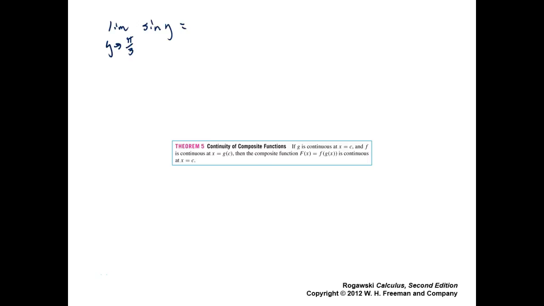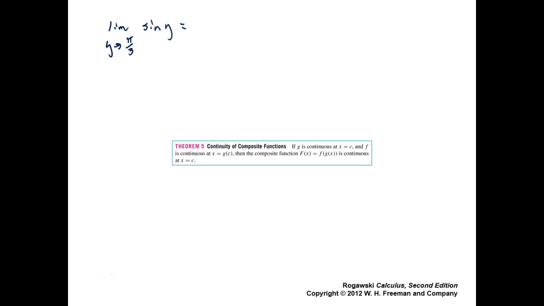First thing you do, you say the sine is a continuous function, especially around pi thirds. Yeah, sine's continuous everywhere, all real numbers, so no problem there. So what do we do? Plug it in, and that's where you're having your problems, right? What is sine of pi thirds?